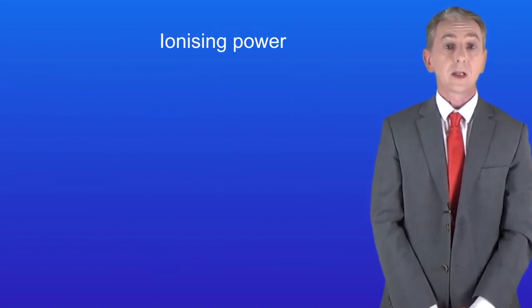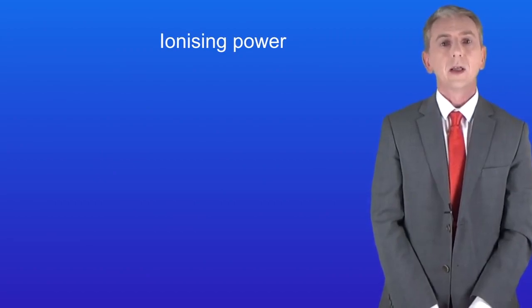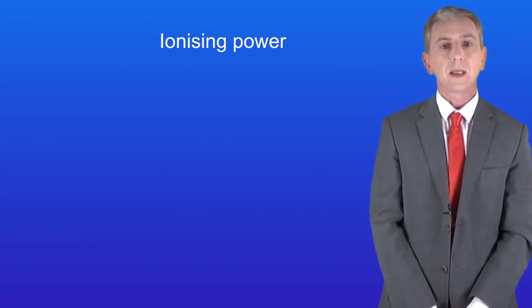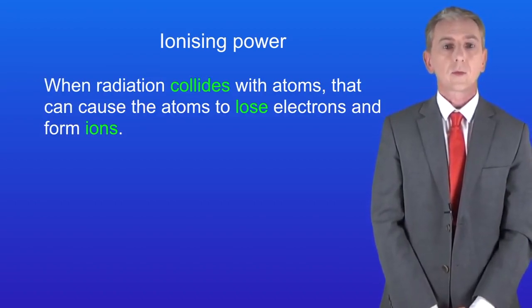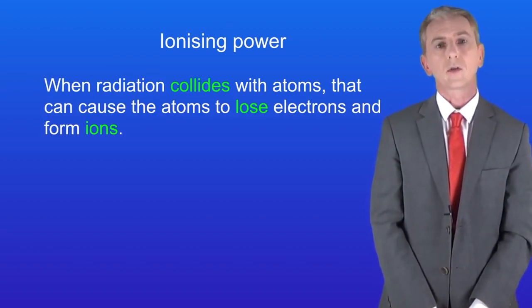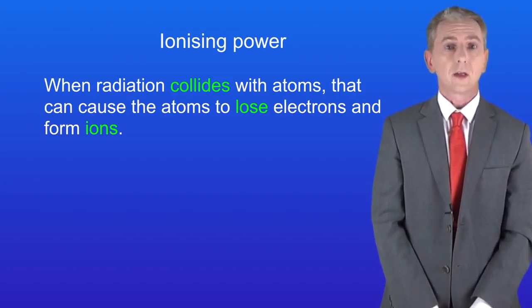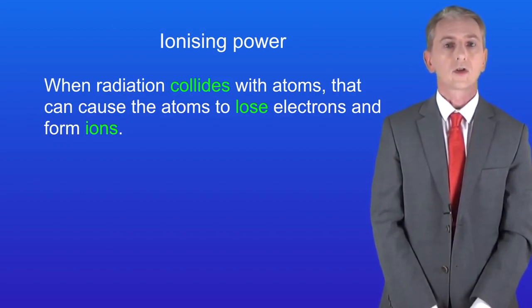Okay, the final property we need to look at is ionizing power. So first of all, we need to explore what that means. When radiation collides with atoms, that can cause the atoms to lose electrons and form ions. And we saw in an earlier video that ions are atoms with a charge.